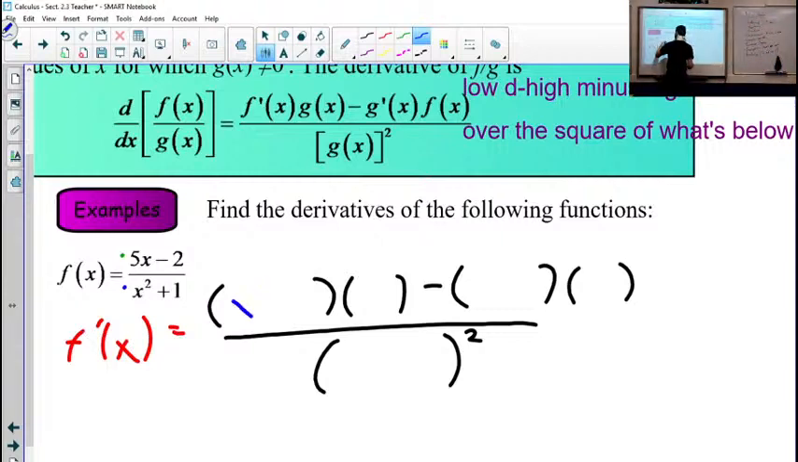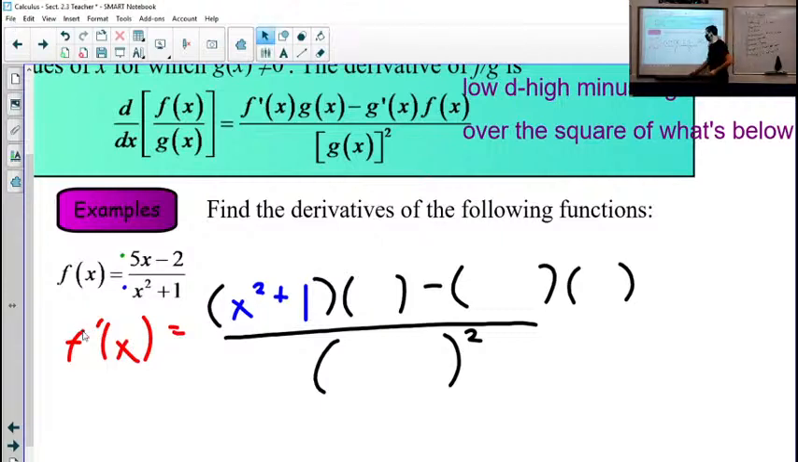I've got an x squared minus 1, or sorry, an x squared plus 1 on the bottom. So that is a low. D high, derivative of 5x minus 2. Well, derivative of 5x minus 2 is just 5.